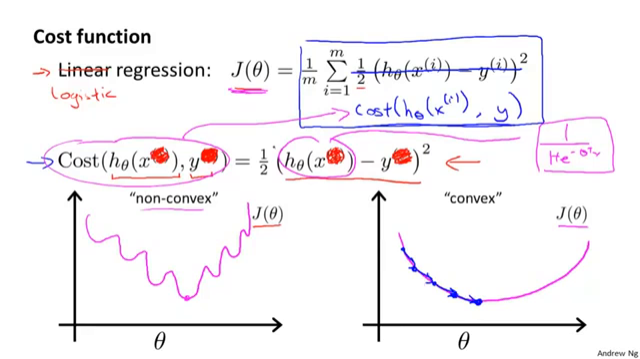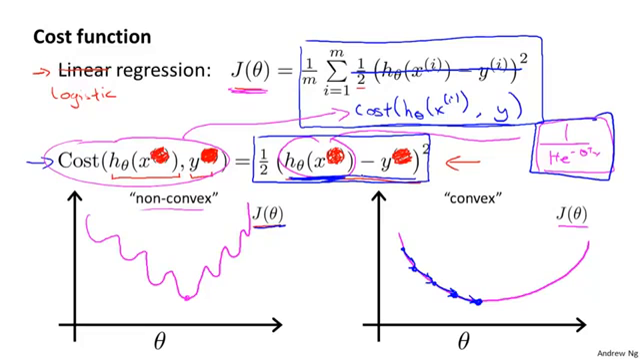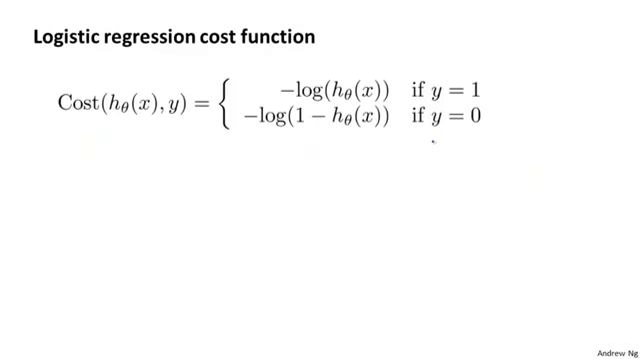And the problem with using the squared cost function is that because of this very nonlinear sigmoid function that appears in the middle here, J of theta ends up being a non-convex function if you were to define it as the squared cost function. So what we'd like to do is to instead come up with a different cost function that is convex, and so that we can apply a great algorithm like gradient descent and be guaranteed of finding the global minimum. Here's the cost function that we're going to use for logistic regression.